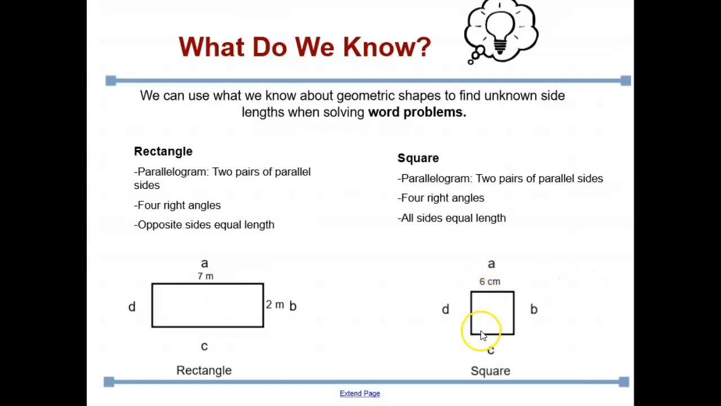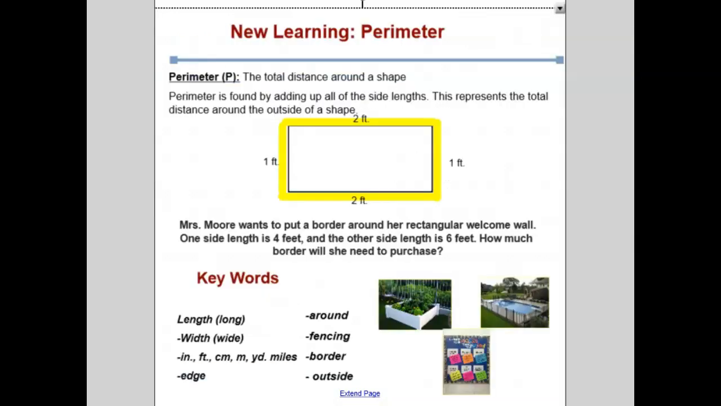What about for this square? I know that side A is 6 centimeters, and I know a characteristic of squares is that all of their sides are equal. So I hope that you labeled that then side B, C, and D would also be 6 centimeters. Give yourselves a pat on the back. Way to apply the knowledge that you already know.